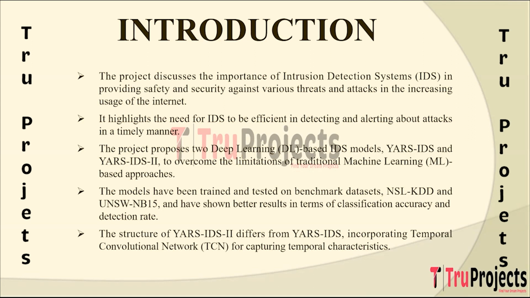YARS IDS 2, an advancement over YARS IDS, incorporates a temporal convolutional network (TCN) into its architecture. This addition enables the model to capture and analyze temporal characteristics within network data. By considering the temporal aspect of data, YARS IDS 2 enhances its ability to understand and respond to evolving threats that may change over time, providing a more comprehensive and adaptable defense mechanism.